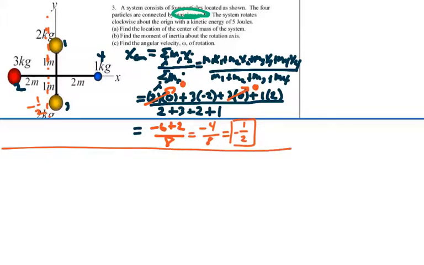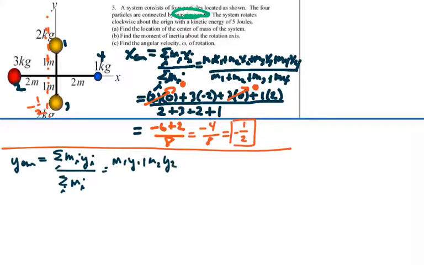Okay, what about the y center of mass? It would be the summation of every mass multiplied by its y location over the total mass of the system. And again, that would be mass 1, y1, plus mass 2, y2, plus mass 3, y3, plus mass 4, y4, over the total mass.